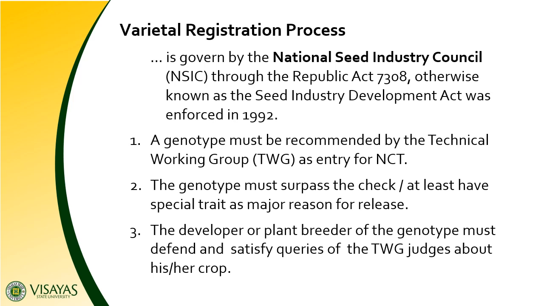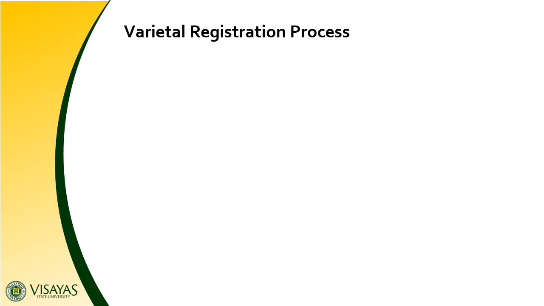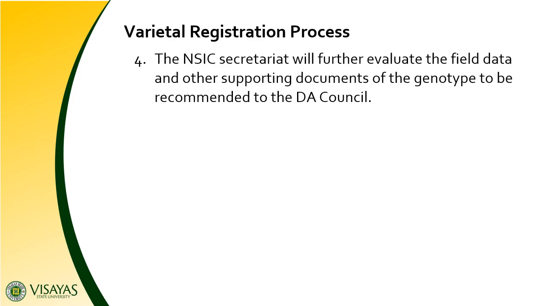In this part, the breeder will provide information to the technical working group about his crop and the performance of his crop throughout the evaluation process. For the fourth step, the NSEC Secretariat will further evaluate the field data coming from the different NCT sites, together with other supporting documents of the genotype, before recommending it to the DA Council.